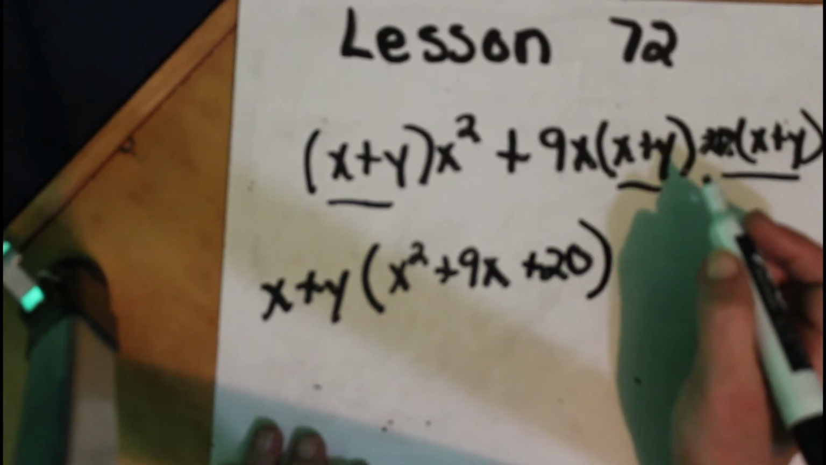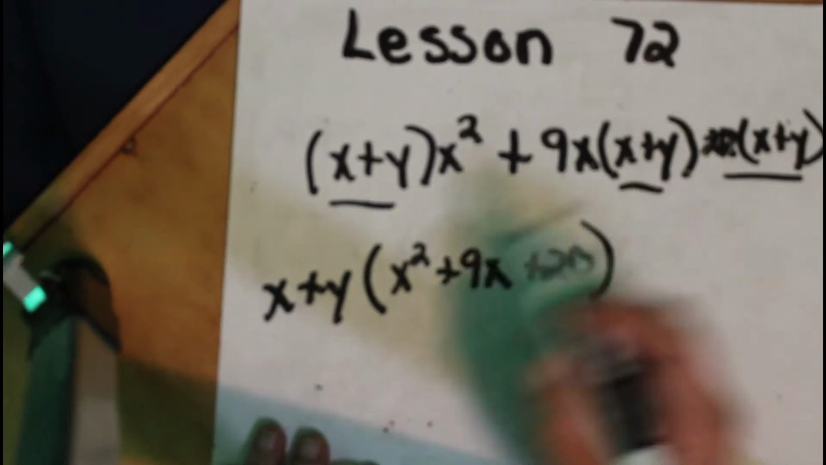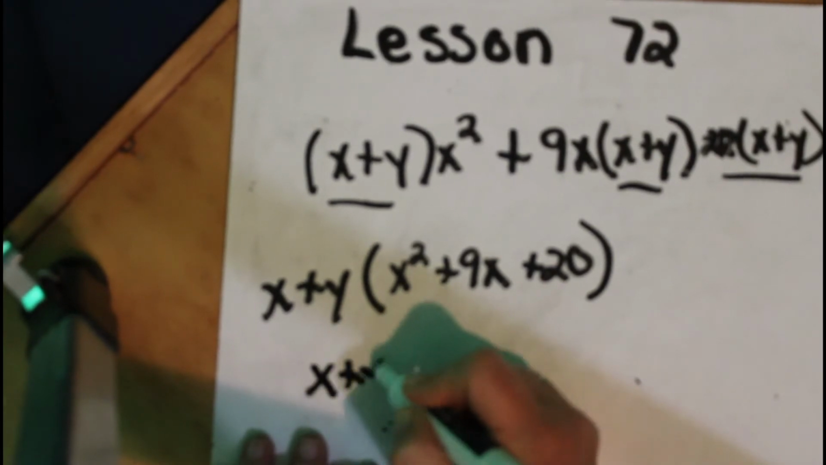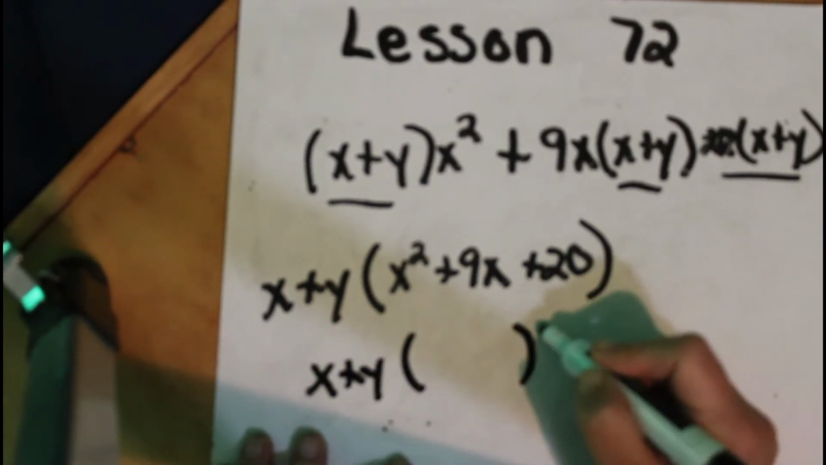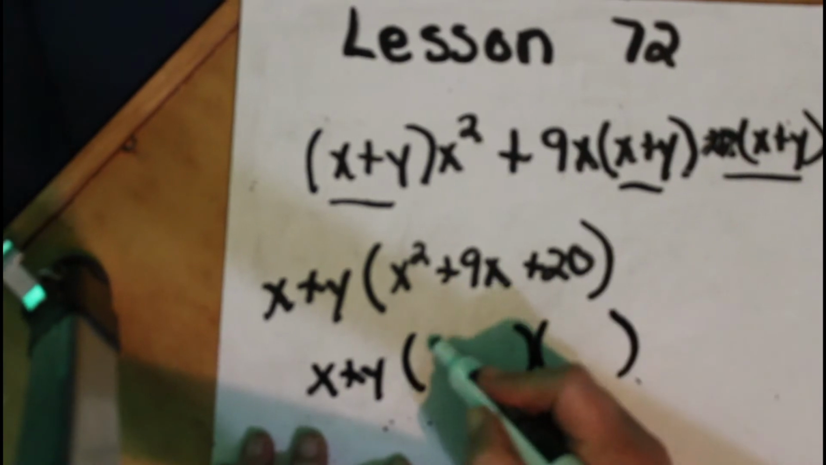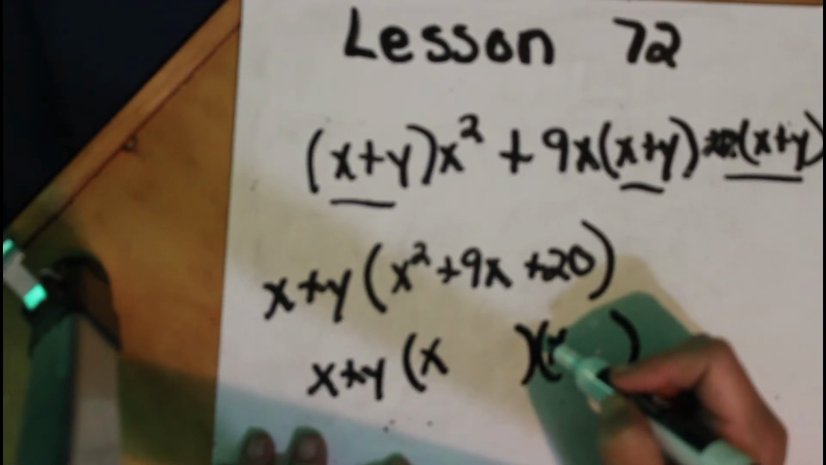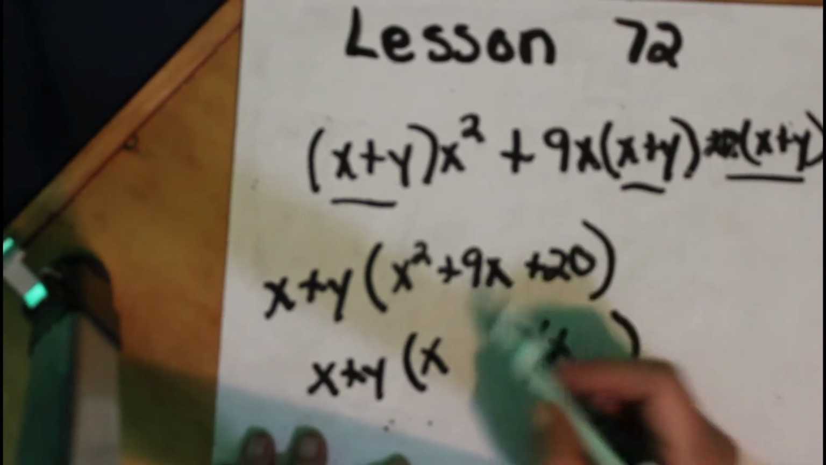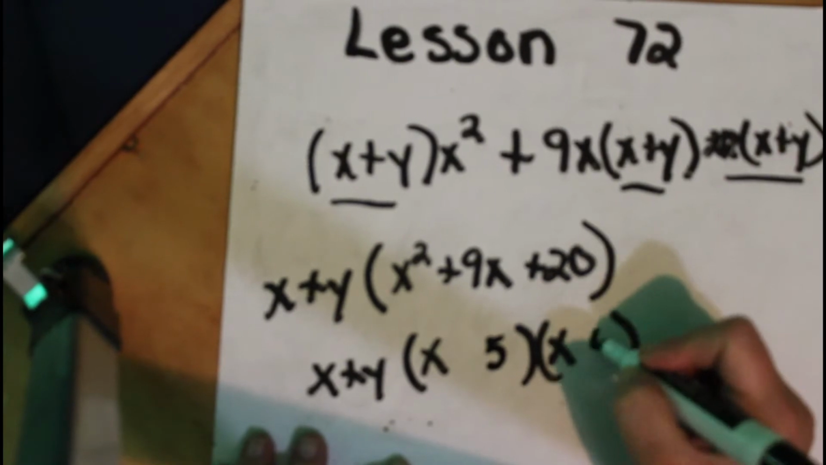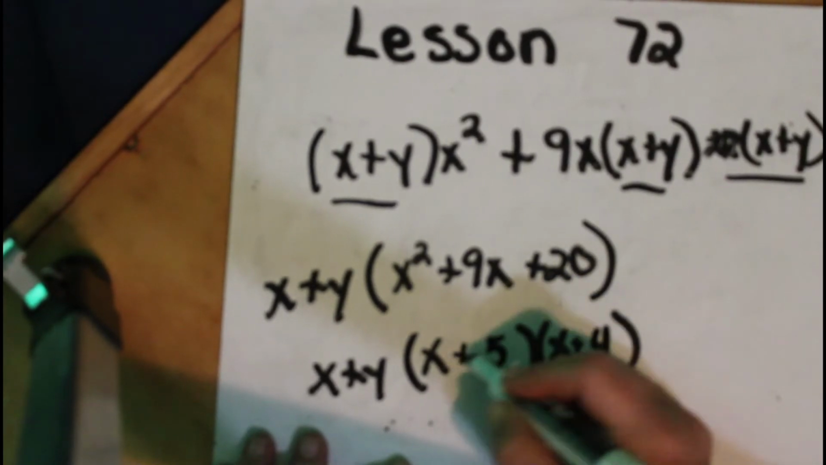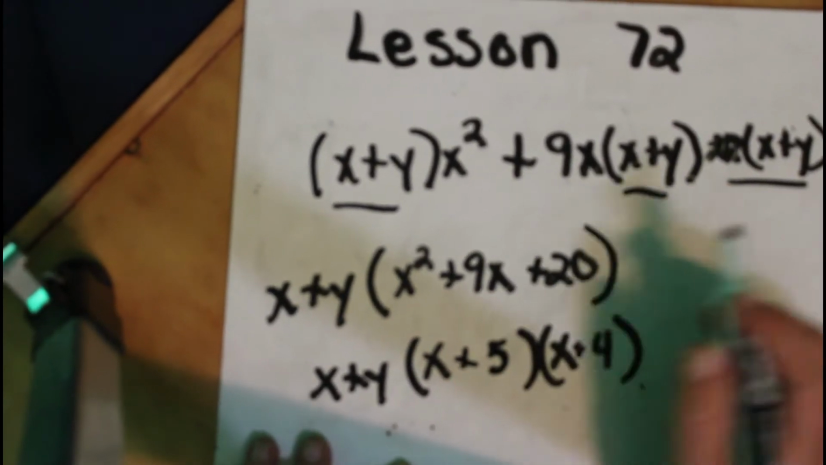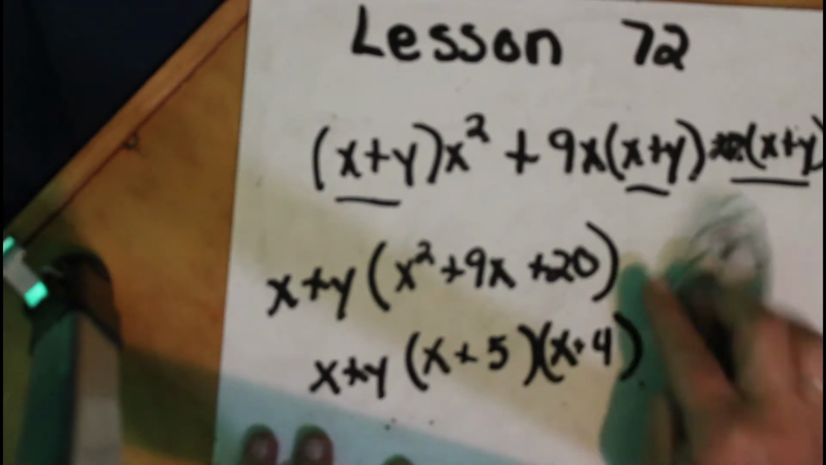Alright, and that one is going to be x plus y, and then we're going to write our two parentheses. And we've got x times x makes x squared. And that one's going to factor out to 5 and 4. 5 times 4 is 20. 5 plus 4 is 9. Alright, I'll do one more example.